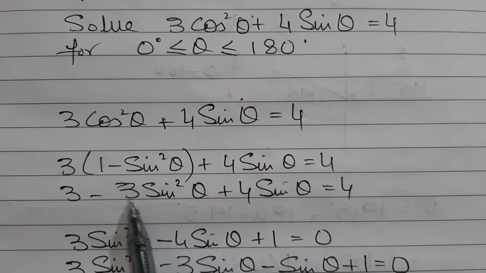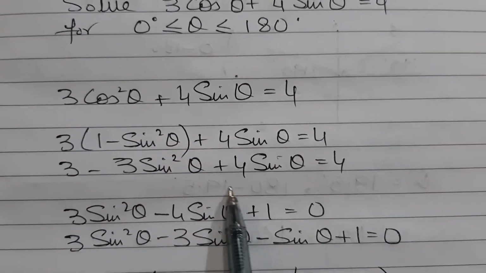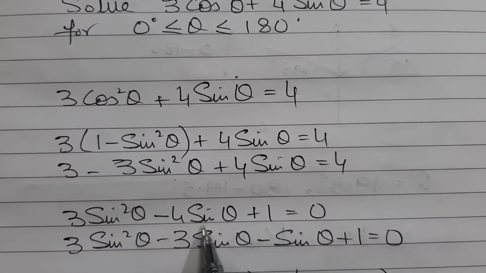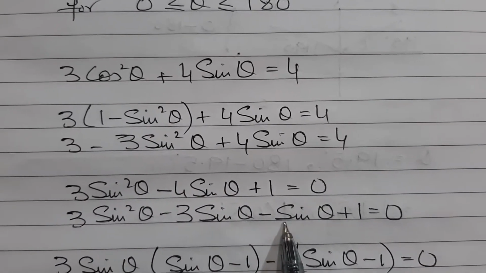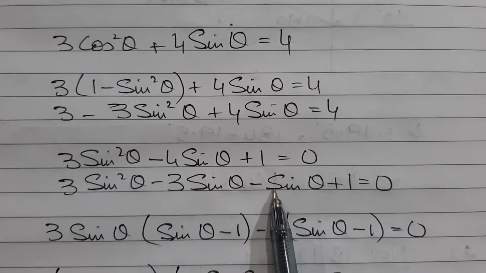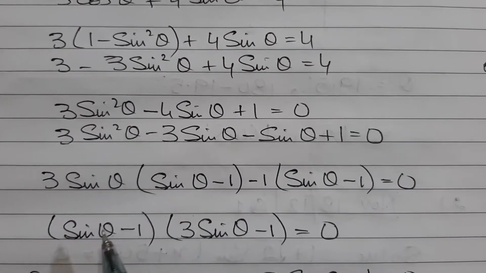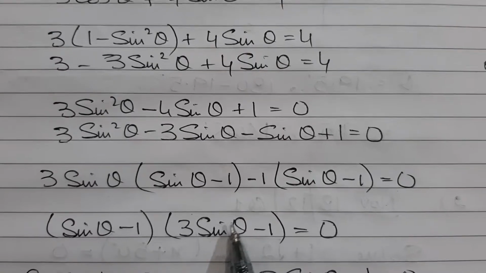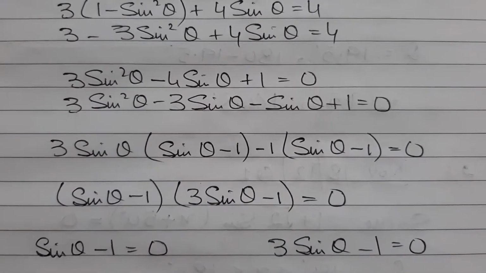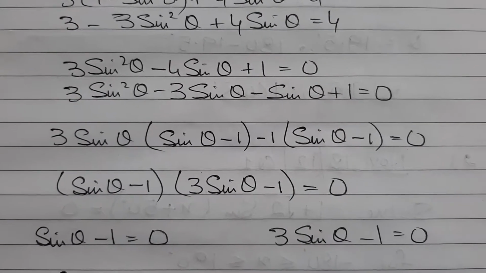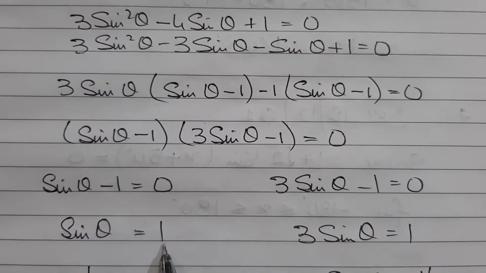Simplifying it, removing the bracket, arranging it, and in normal simple language we say we are doing middle term breakup. This term we are dividing into 2. So it is basically the factorization method. So now I got at the end sine theta minus 1 and 3 sine theta minus 1 equals 0. This is prerequisite knowledge, so I'm not going into the detail of it. So sine theta equals 1.